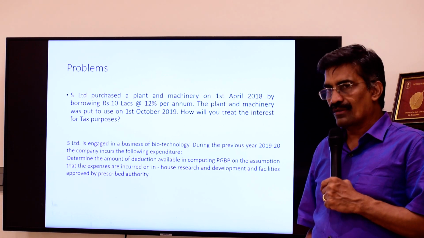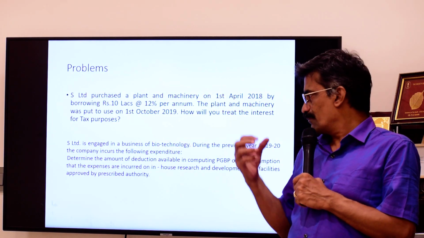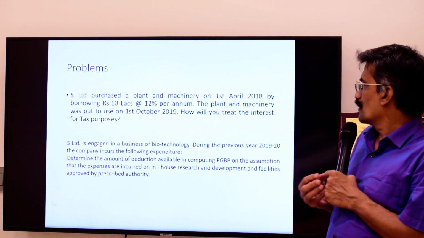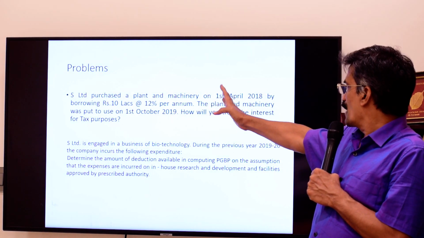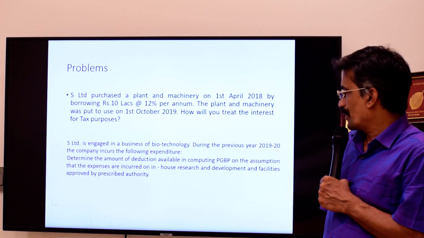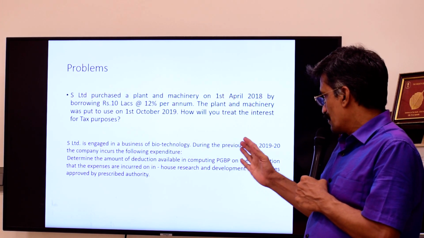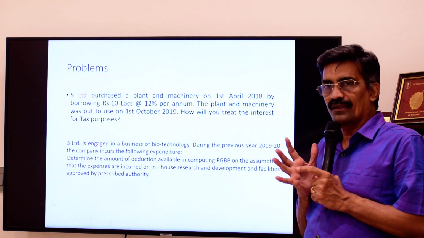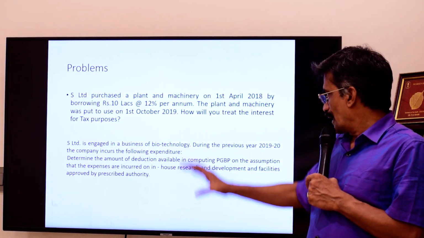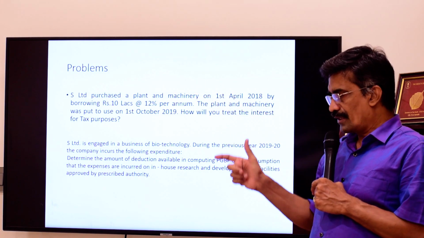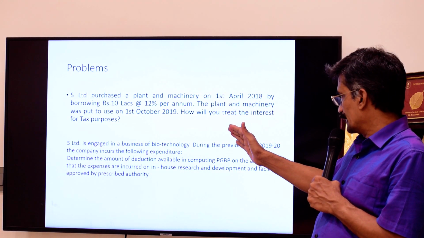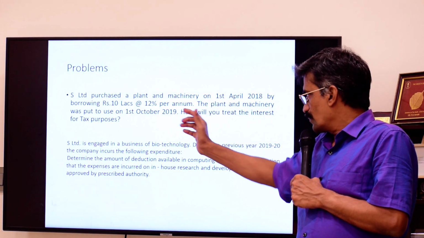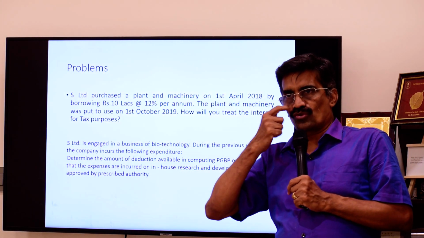So, just a quick recap, we'll have a few questions. S Limited purchased plant and machinery on 1/4/2018 for 10 lakhs, with interest at 12% per annum. The plant and machinery is put to use on 1st October 2019. How will you treat the interest for tax purposes? Interest was paid in 18-19 and in 19-20 at 12%, and it is put to use on 1st October 2019.